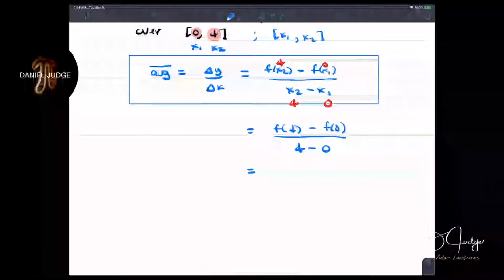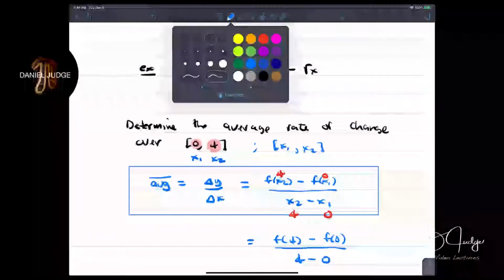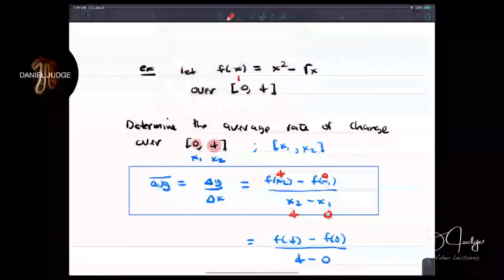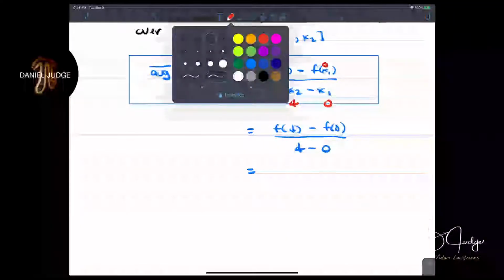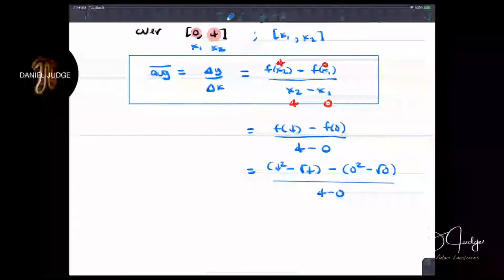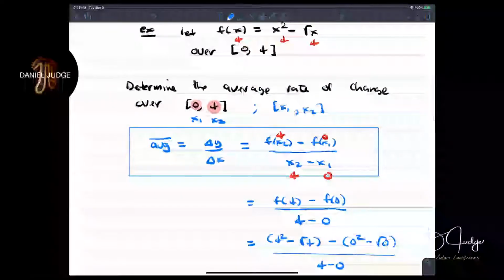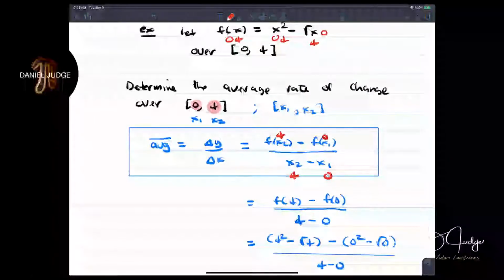And you say, well, what's f? f is right up here. This is my function f, so we get to plug in here for f of 4. So you can say you have 4 squared minus the square root of 4 minus 0 squared minus the square root of 0 over that 4 minus 0 here, okay? Because you're going to also plug in the value of x being 0. All right, and so you're getting the average rate of change.